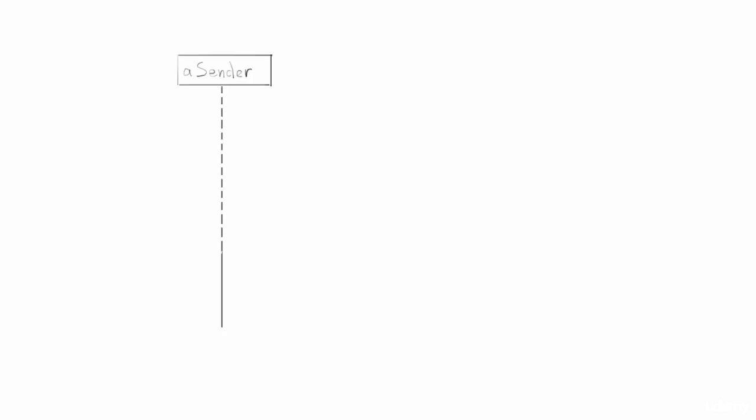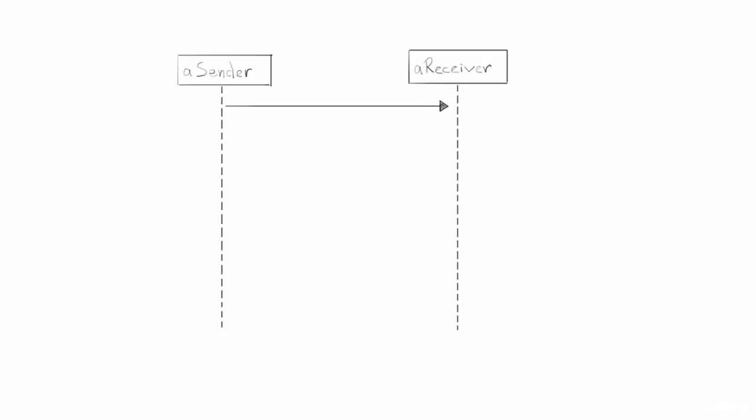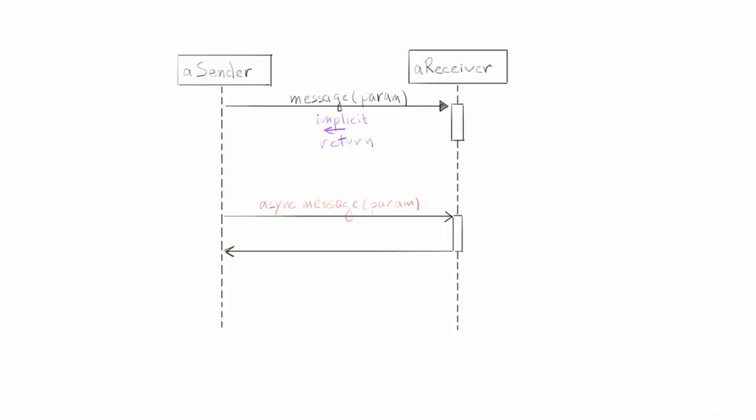Synchronous and asynchronous messages. Messages can be synchronous, which have a solid arrowhead at their end. Return messages are implicit for synchronous messages. Asynchronous messages are denoted by a line arrowhead. Asynchronous return messages are shown as a dashed line with a line arrowhead at their end.